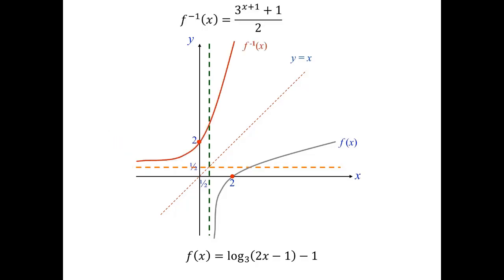Finally, we sketch the exponential function starting from the first quadrant. The function approaches and passes through the y-intercept of 2. Then, the function approaches the horizontal asymptote of y equals 1 over 2 closely, but does not touch the line. f inverse of x and f(x) are inverses of each other. f inverse of x is a reflection of f(x) at the line y equals x.